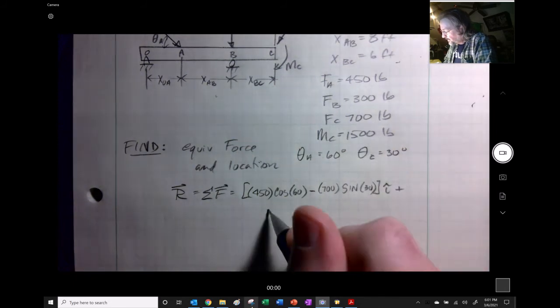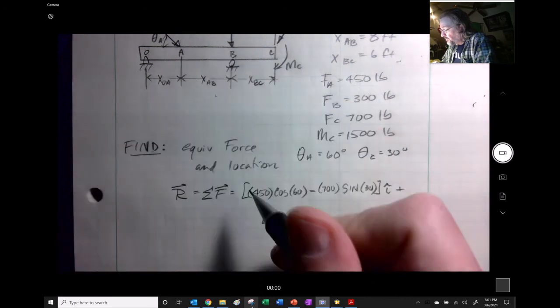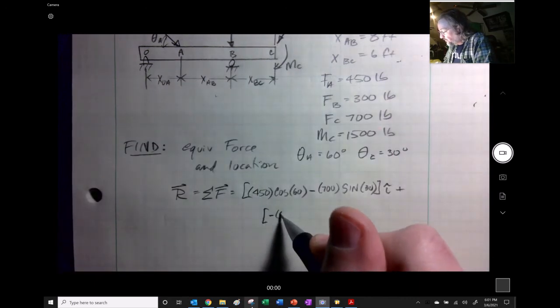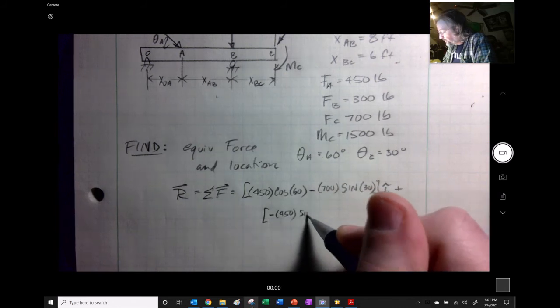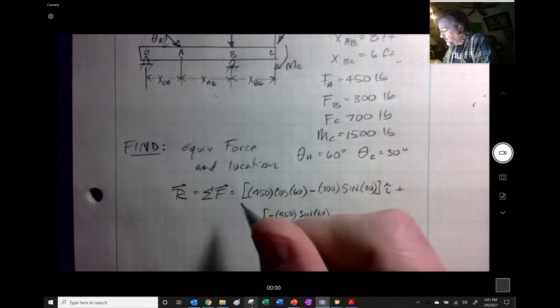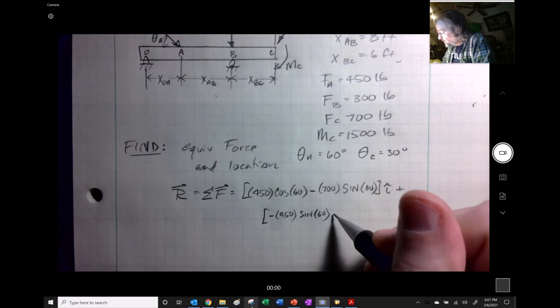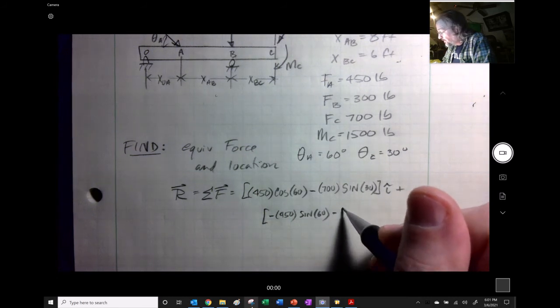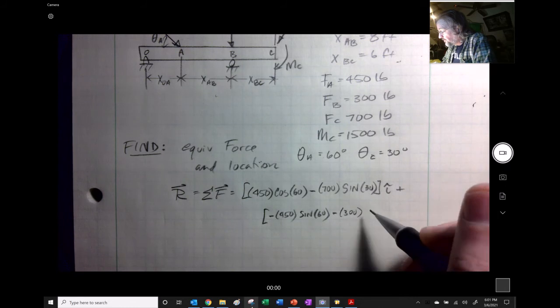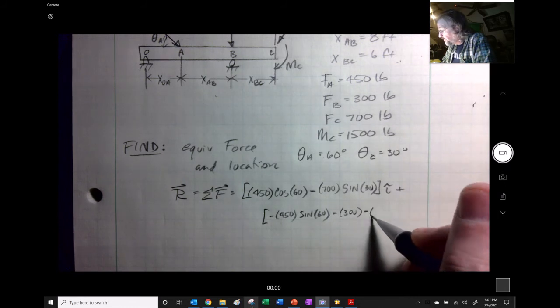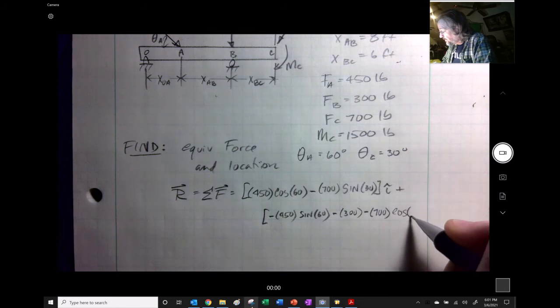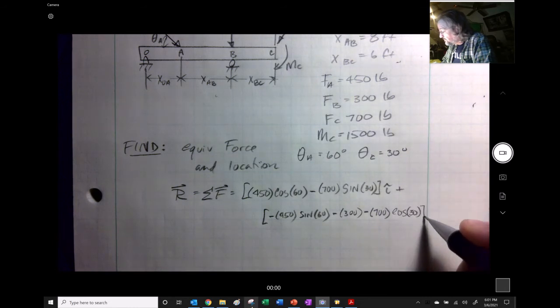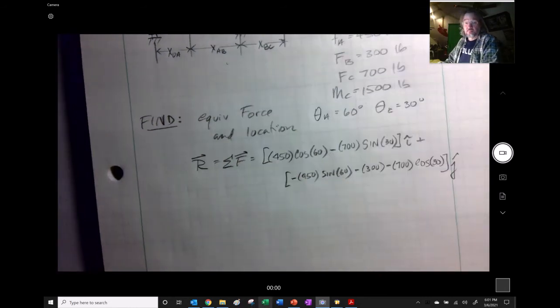Alright, that's i. And here we're going to have a negative 450. I don't know if I'm going to leave enough room for myself. And the sine of 60. And then, yeah, we're going to have a negative 300. And then we're going to have a negative 700. And that's going to be the cosine of 30, j.